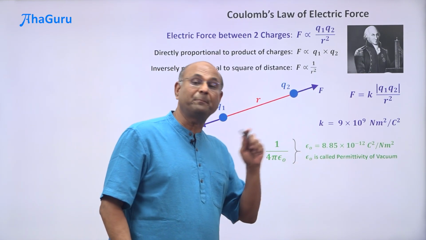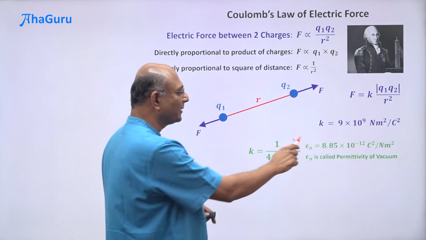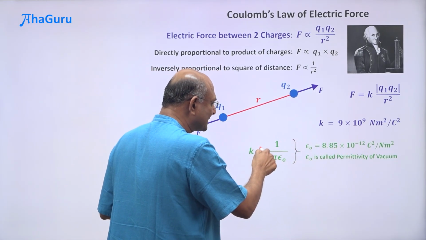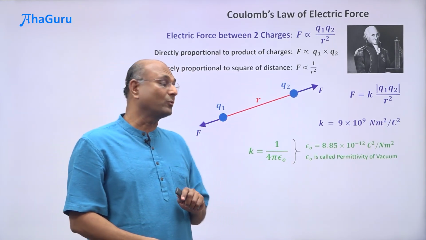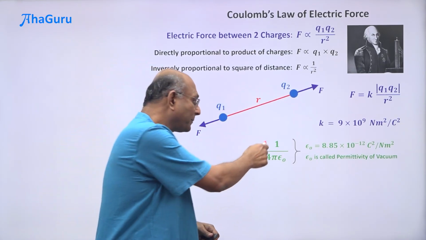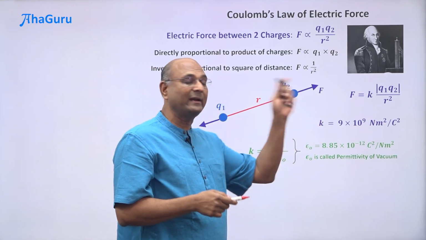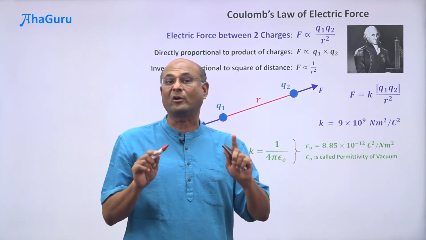Epsilon naught is called the permittivity of vacuum. Don't worry about the name, it's just a name. So often you will see this coming up in the formula. F will be written as 1 by 4 pi epsilon naught Q1 Q2 by r square. But remember, 1 by 4 pi epsilon naught is a constant K, 9 into 10 to the power of 9. When I'm solving problems, I'll use this constant more often.